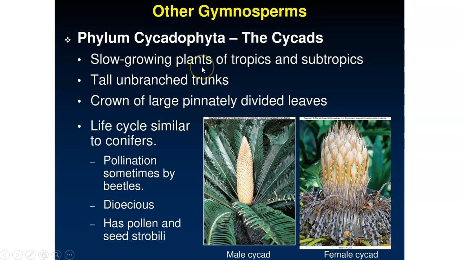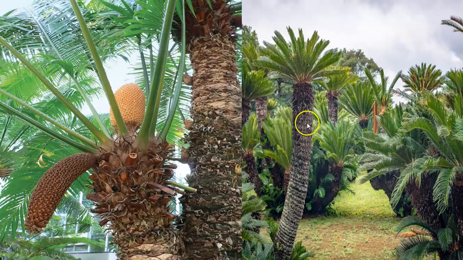Cycads are slow-growing plants. They may complete their growth in maybe 1000 years, and are found in tropical and subtropical regions. These have tall unbranched trunks, and leaves are found on the apex of the trunk. You can see that when it was up to this height, the crown was here, so there were leaves. When it elongated, those leaves got shed, and these are the markings of those shed leaves, or leaf scars. You can see that.